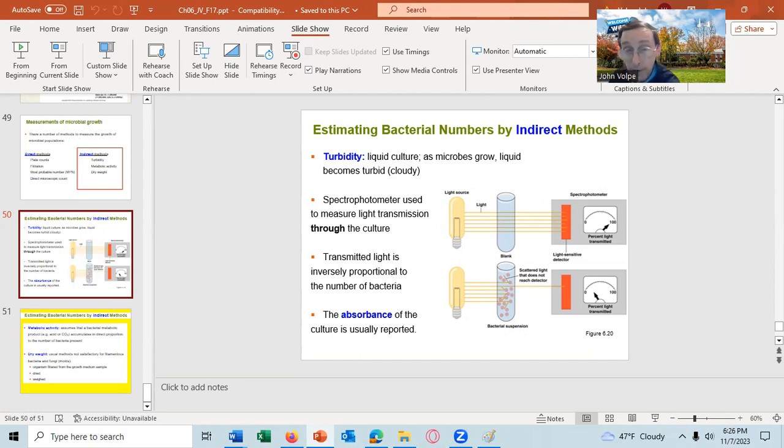And this method is very easy for getting the cell count, because all you have to do is get a tube of the media, a tube of the cells, put it in the spectrophotometer, and then shine light through and see how much light is getting through. Any questions about any of that?